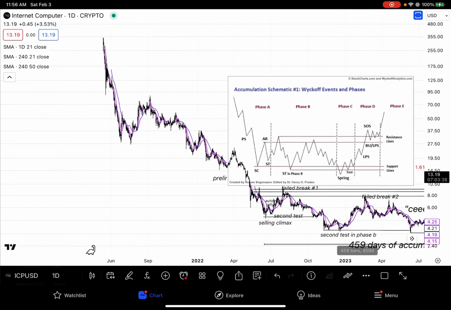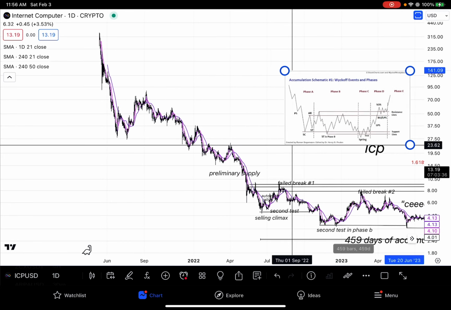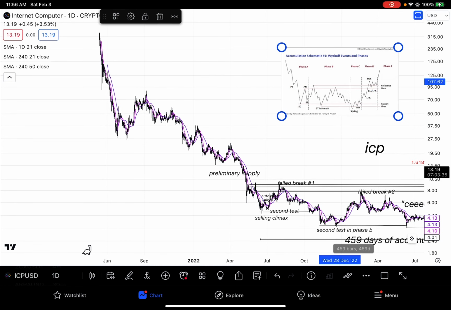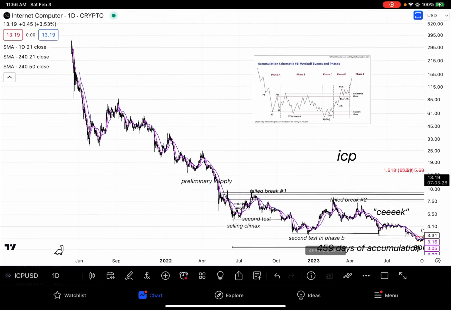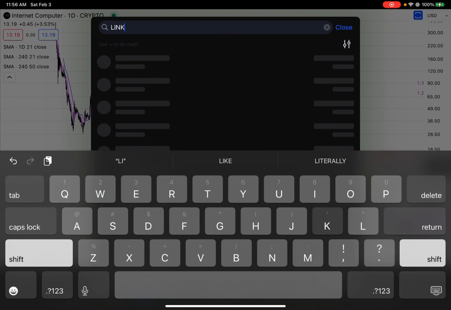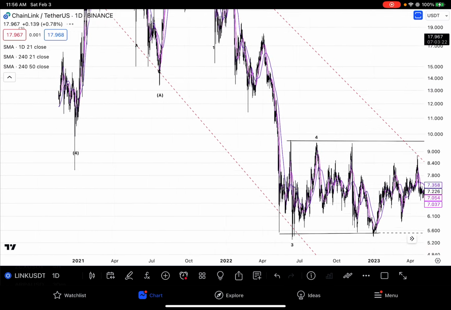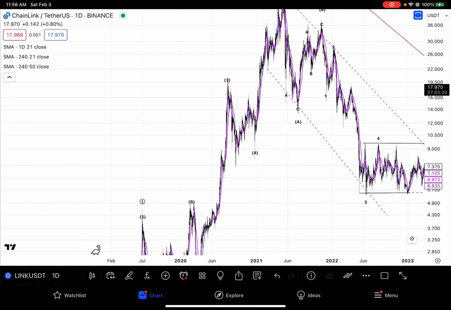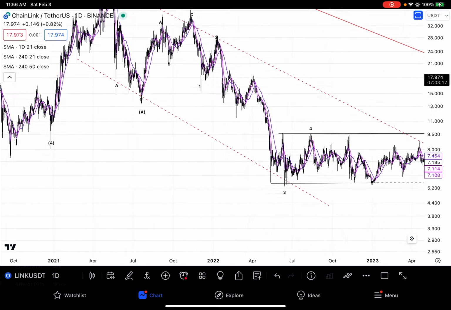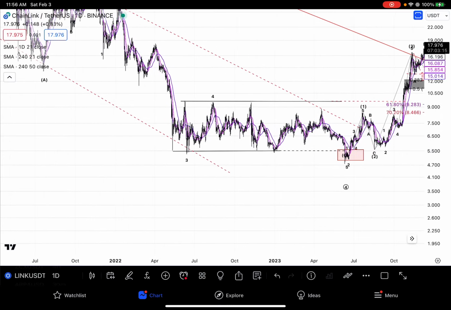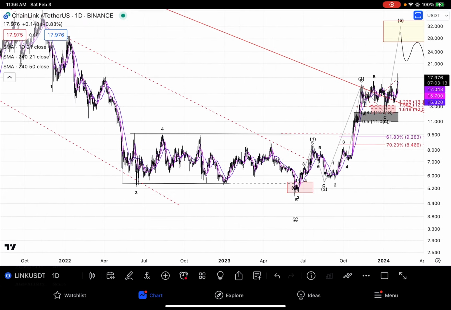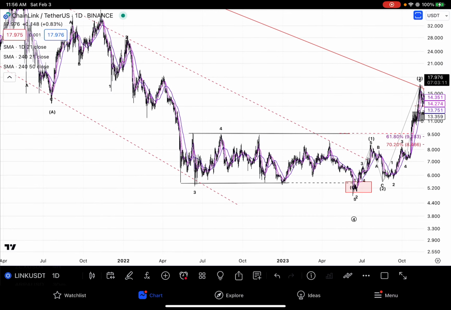Let's take a look at ICP protocol over here. And what we see is a huge capitulation move to the downside. It's kind of looking like Link, because if we look at Link over here, you see how we had the capitulation move to the downside? We then formed a range, and then we blasted off.